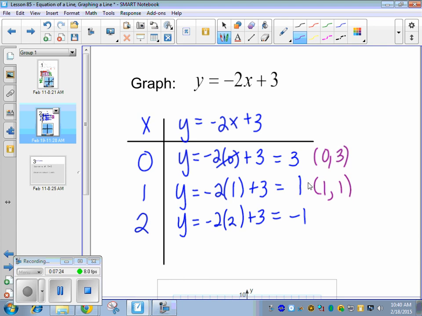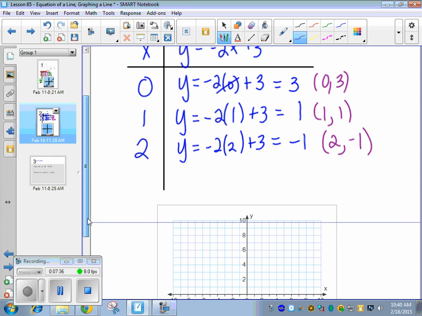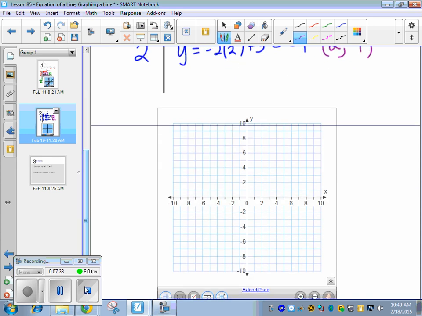And Aaron, what would my last coordinate point be? 2, negative 1. Okay, good. So we write them as coordinate points right there. And now we're going to plot them. So 0, 3. Who can come up here and show me where 0, 3 is on this particular grid? Coleman. Where's 0, 3? Okay, good. There we go. 0, 3. Right there. Good.